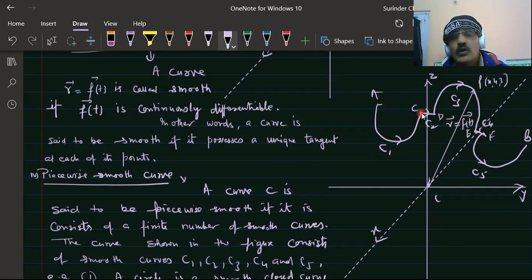Such curves which are not smooth at certain points can be divided into a finite number of smooth curves, and they are piecewise smooth. The curve A to C is piecewise smooth, C to D is smooth, D to E is smooth, E to F is smooth, F to B is smooth. Smooth curve means at every point from A to B on the curve, a unit tangent can be drawn, or the function y is equal to f(t) is continuously differentiable, meaning at each point we have a unit tangent. So a curve that is not smooth can be divided into piecewise smooth curves.